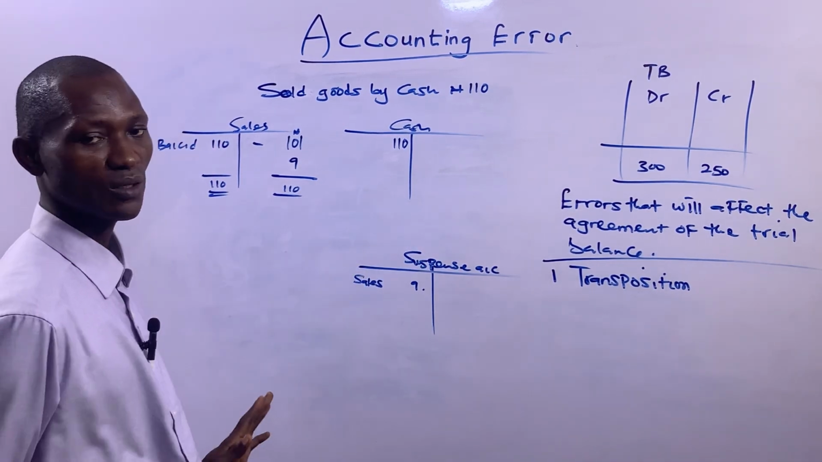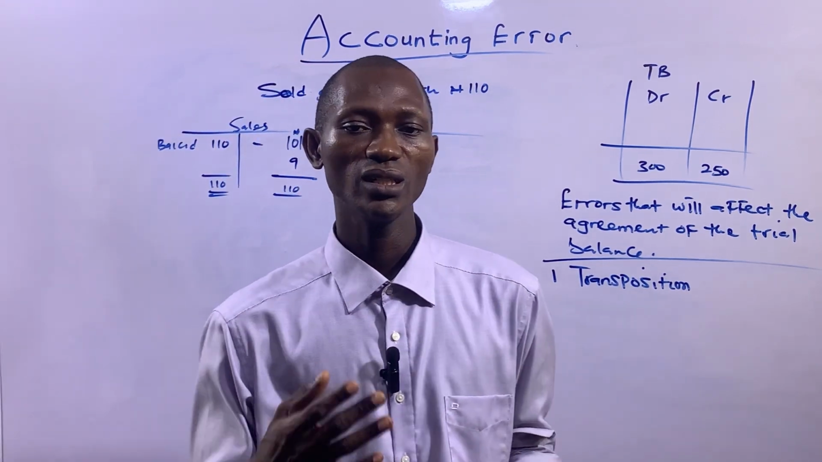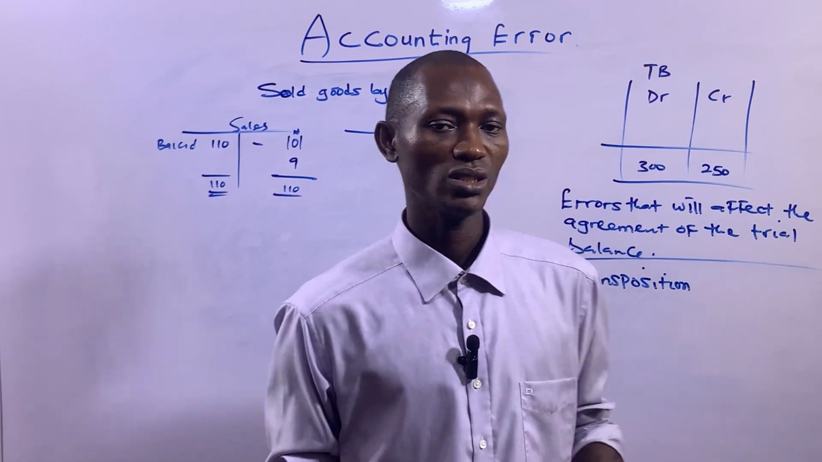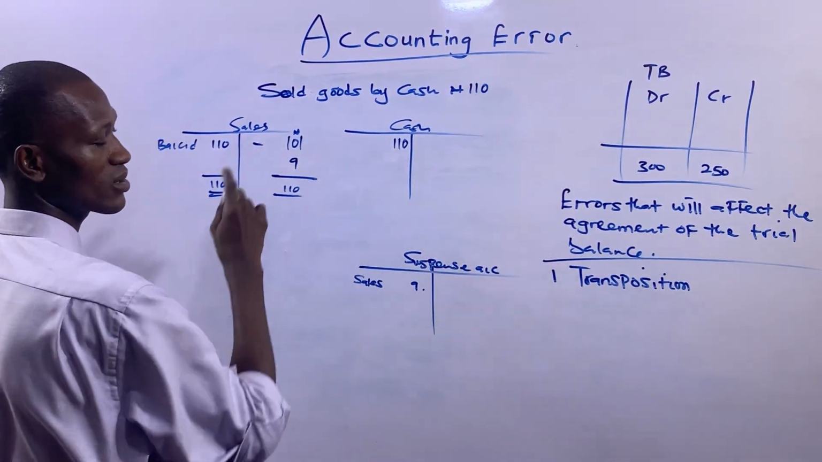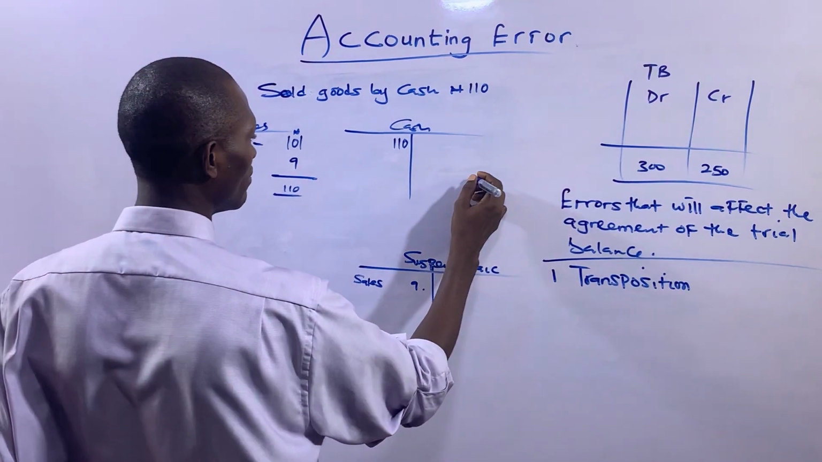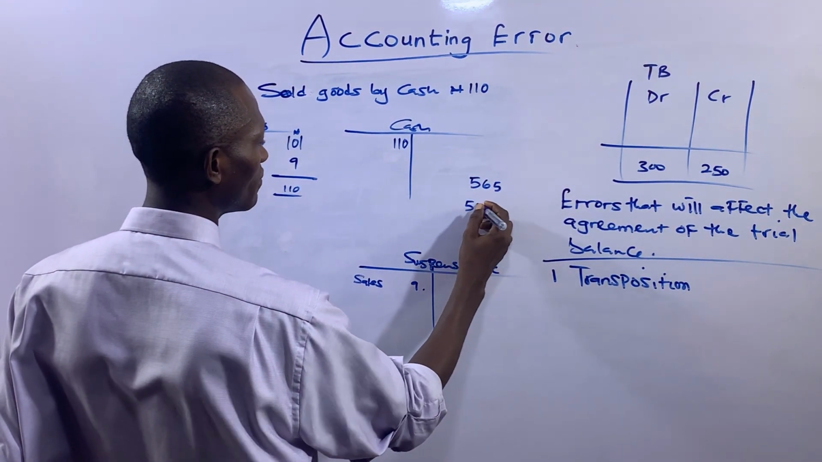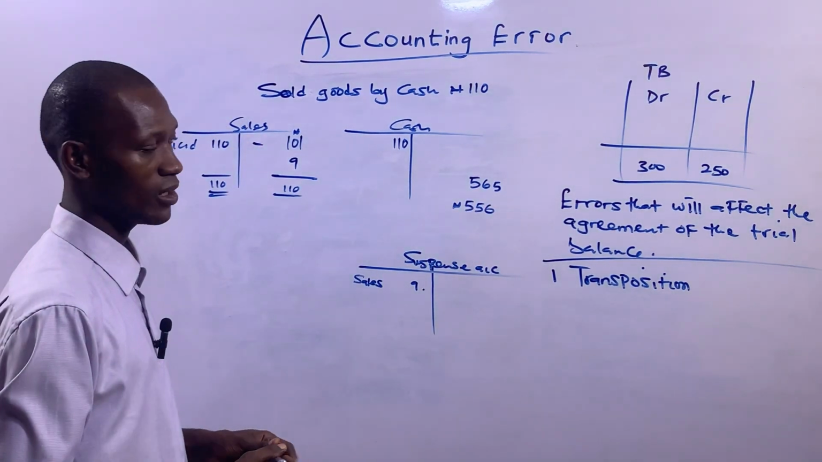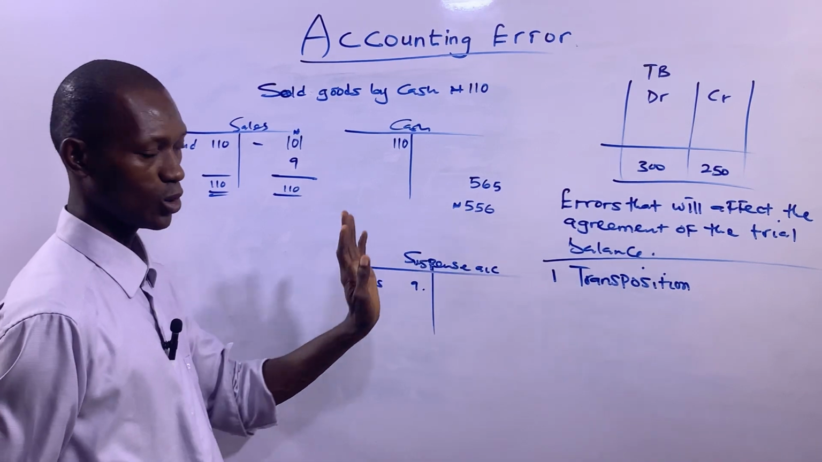So this is error of transposition. Error of transposition occurs when the position of figures has been interchanged. And you can see now 110 had been interchanged as 101. Or perhaps you have 565 had been interchanged as 556. This is error of transposition. Instead of recording this, you've recorded this. I hope that is understood.